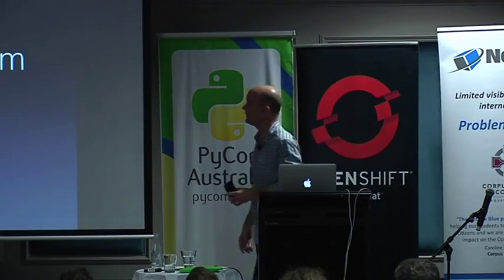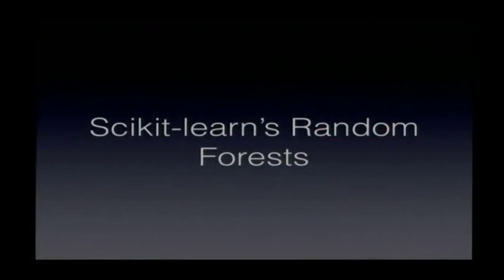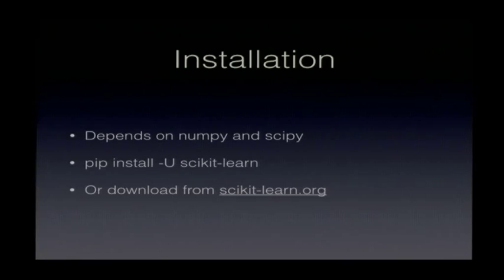Okay, so let's have a look at Scikit-learn's random forests. How do we install Scikit-learn? Just in case you haven't done this yet, it's pretty simple. You're going to need NumPy and SciPy, and then you just pip install Scikit-learn. If you're not a fan of pip, then you can download it from scikit-learn.org. That's enough of that.